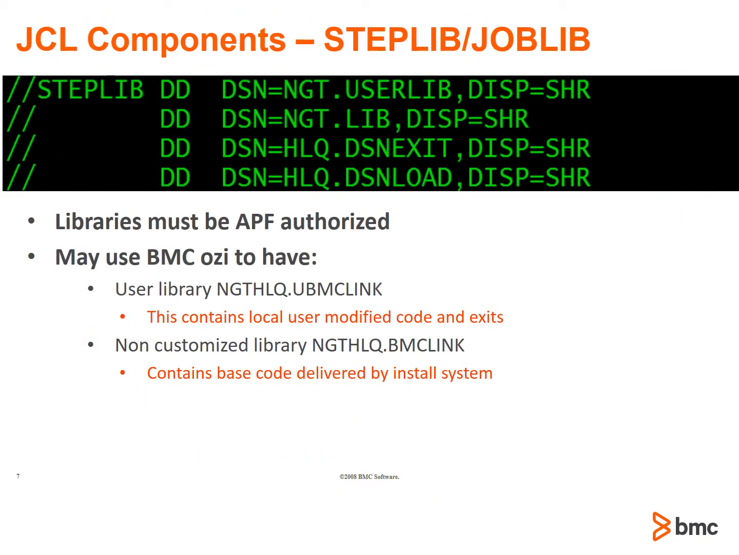Libraries in the STEPLIB contain NGT code delivered by the BMC install system. Also in the concatenation are your DB2 DSN exit and DSN load libraries. Libraries in the STEPLIB must be APF authorized. The BMC install system will often create 2 load libraries for the STEPLIB. A user load library, commonly prefixed with a U. This contains locally modified code and exits. NGT configuration members are typically stored in this library, as well as modified exits. The base library, not prefixed, contains the base NGT code provided by the install system.